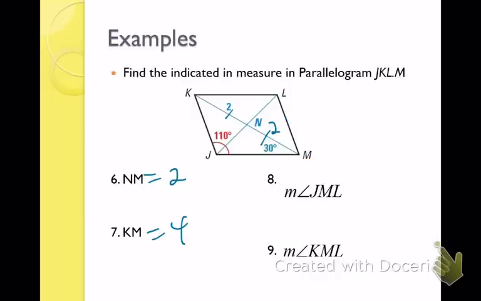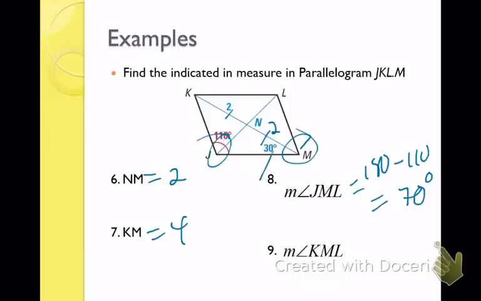Angle JML is here, this angle right here. And I know that this angle is 110. So these two angles are consecutive angles, so therefore supplementary. So I'm going to take 180 minus 110, and that's going to tell me that angle JML is 70 degrees. And since angle JML is 70 and this angle right here is 30, then to find KML, which is the other side of that, we're just going to take 70 minus 30 and get 40. Okay?